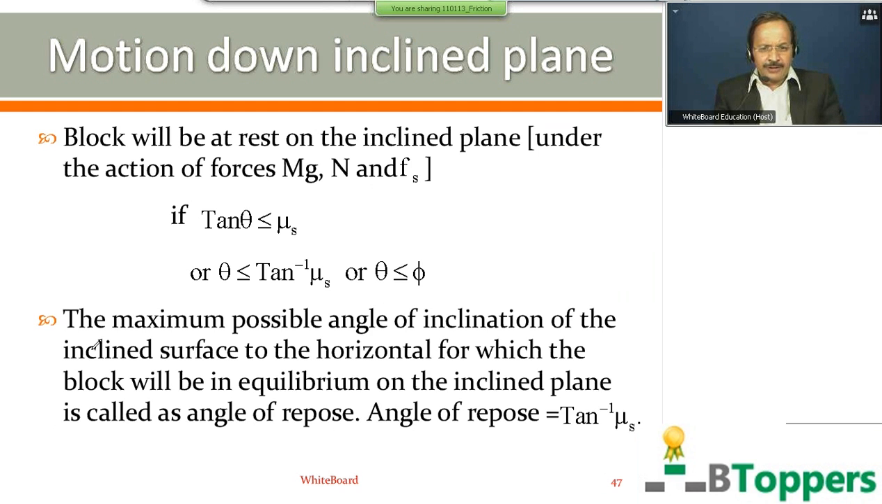So then I have given the definition for angle of repose here. The maximum possible angle of inclination of the inclined surface to the horizontal, for which the block will be in equilibrium on the inclined plane, is called the angle of repose. Angle of repose equal to tan inverse mu s.